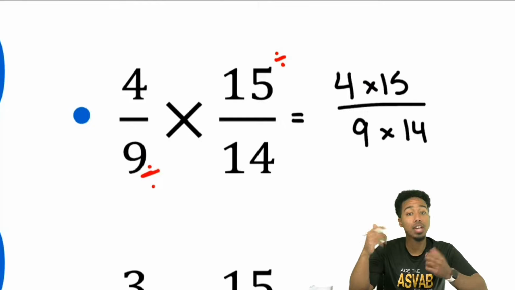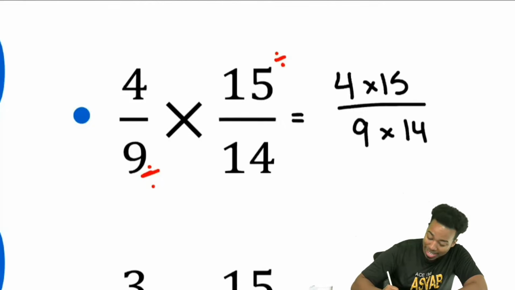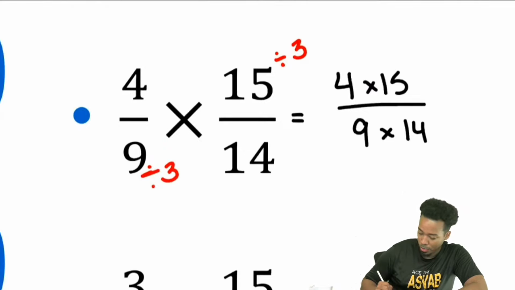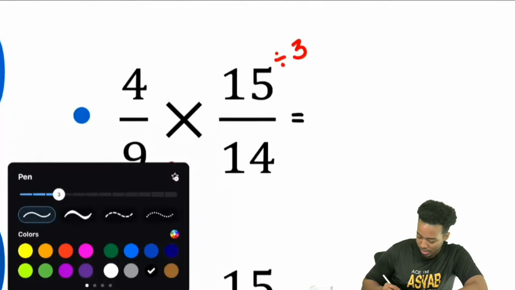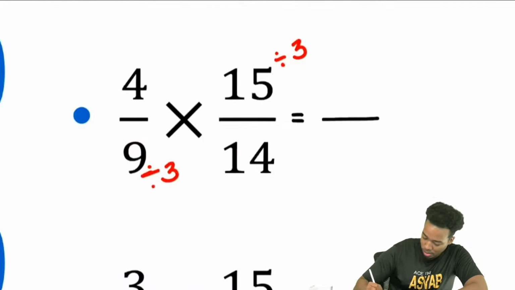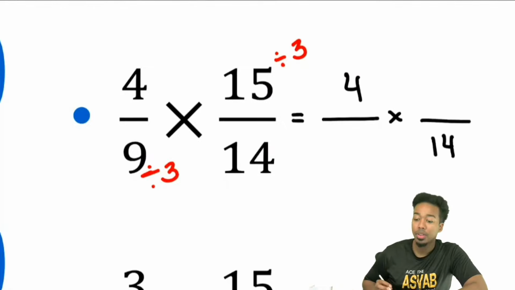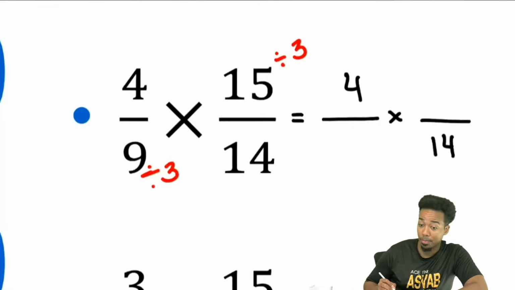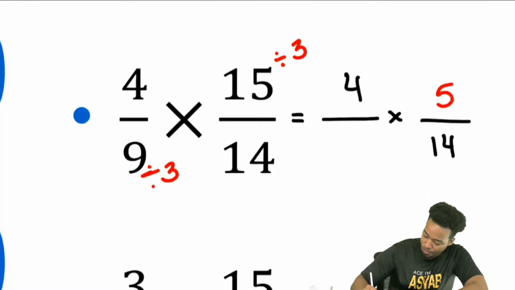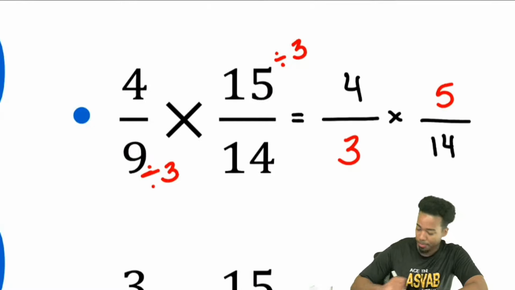Whatever you do to the top, do to the bottom. We were able to do that. And again, this only applies when you're multiplying fractions. Divide by 3, divide by 3. Great. When that happens, everybody, what do you get? That's what's going to be up top. 15 divided by 3 is what? 5. Yeah, that's going to be a 5 up top. And that's going to be a 3 on the bottom.